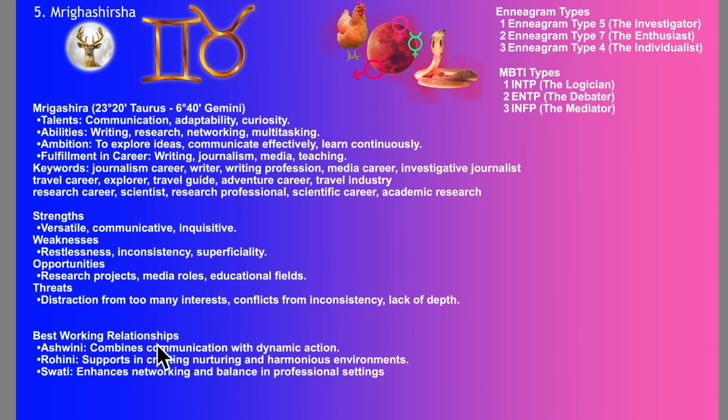Therefore, the best working relationships these people have is with Ashwini. I wouldn't necessarily put it that way, but never mind. Combines communication with dynamic action. Ashwini acts, but Ashwini is also too quick. Rohini, okay, kind of. Supports in creating nurturing and harmonious environments. That's good. Some grounding is there because it's squarely inside Taurus. It helps support that. Swati, because it enhances networking and balance in professional settings. Swati comes in Libra, which can support this.